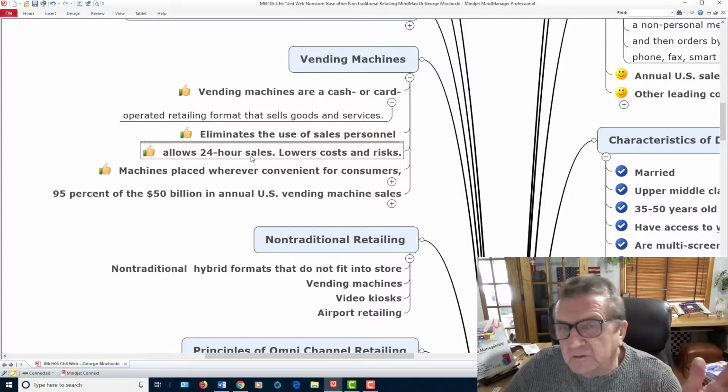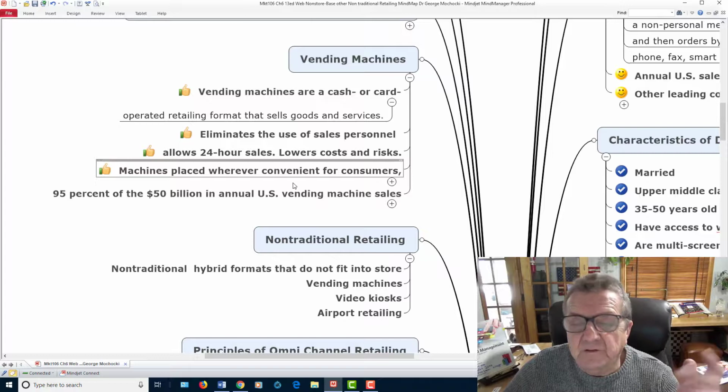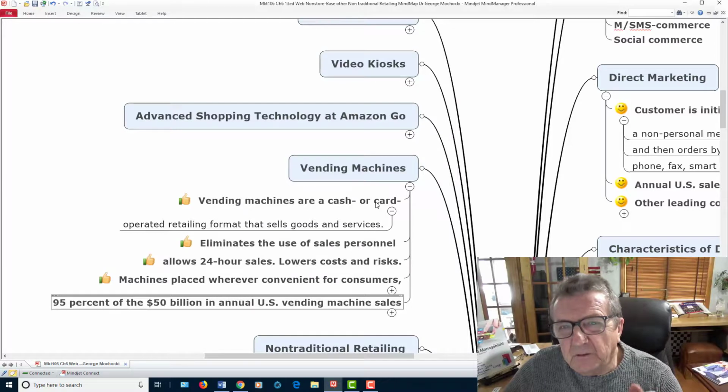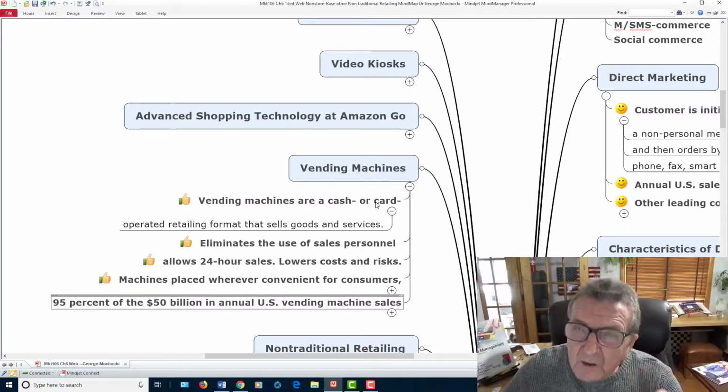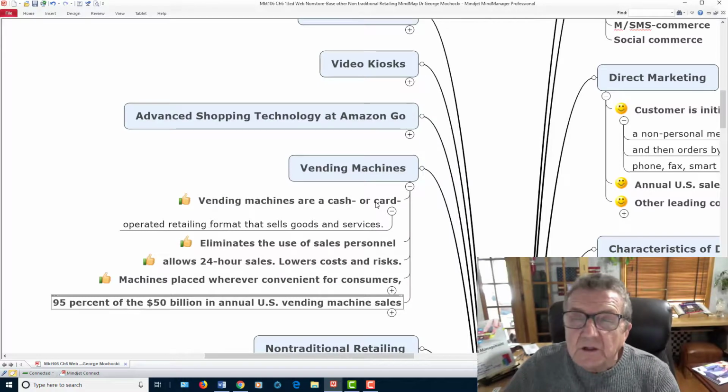Give them to charity. Just try to move them along, whatever you're gonna do. And if you have a brick and mortar store, you could sell them at a discount, trying to get rid of them. Okay. 95% of the 50 billion annual U.S. vending machine sales. That's not a bad amount. But you got to remember, you got to have theft. You got to go there, restock them. There's still some work, but they're in locations that hopefully there's some kind of traffic.